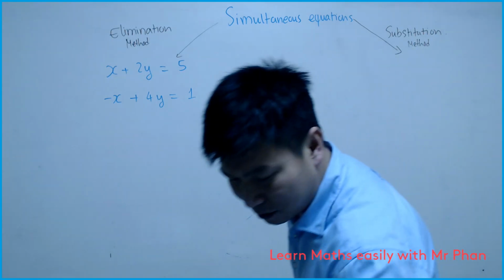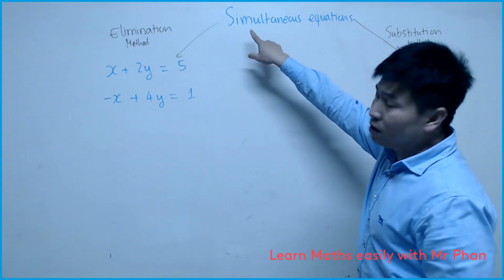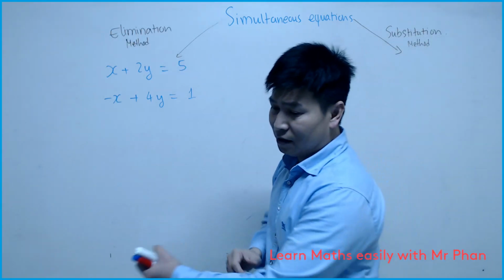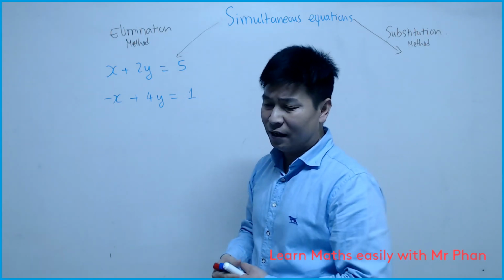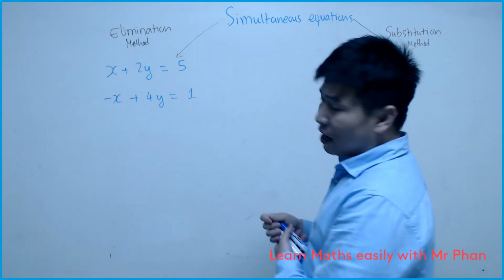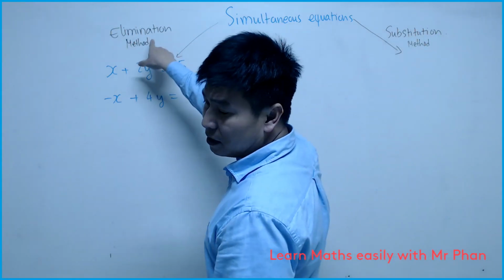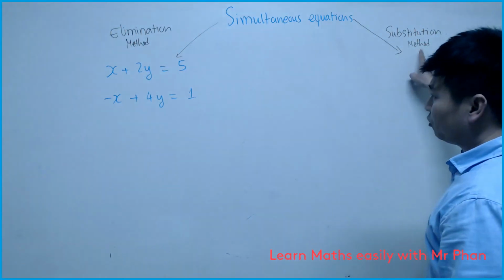Now we come back to that. So you want to solve simultaneous equations. You have a couple of ways, two methods to do that: by calculator and by Magic C. But for today, I'm just teaching you two different methods. One is called elimination, and one is called substitution.